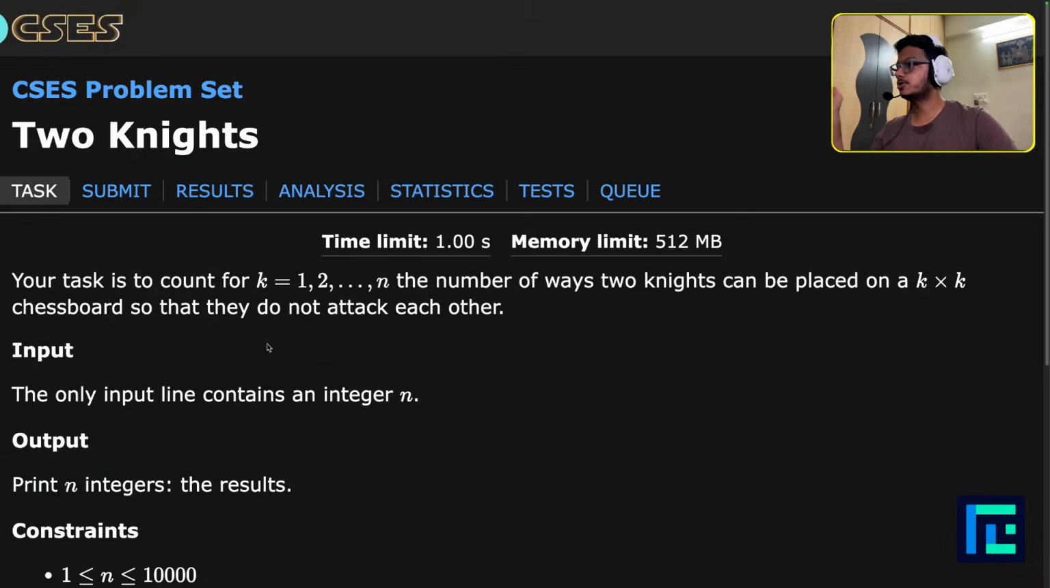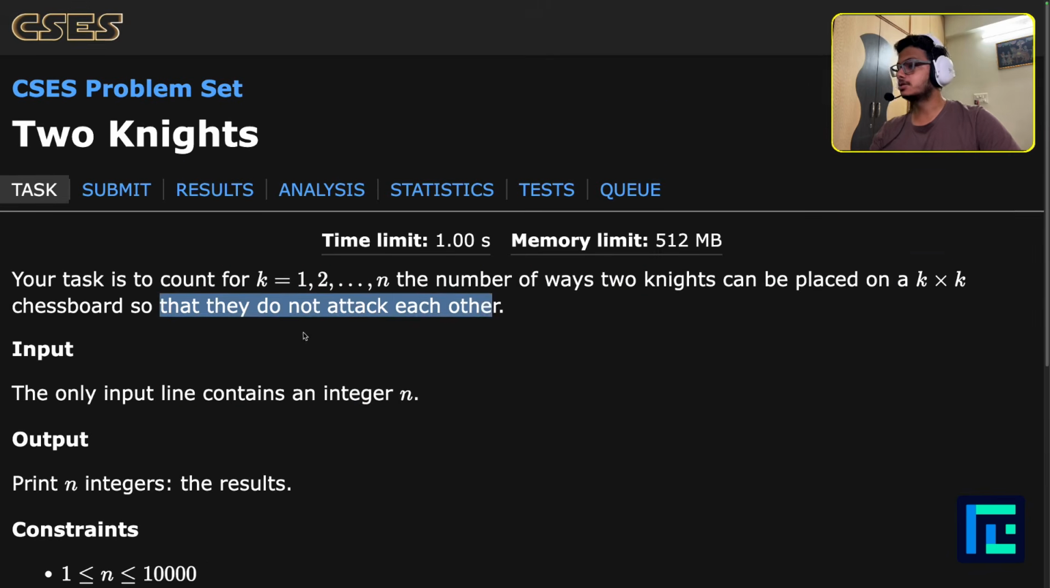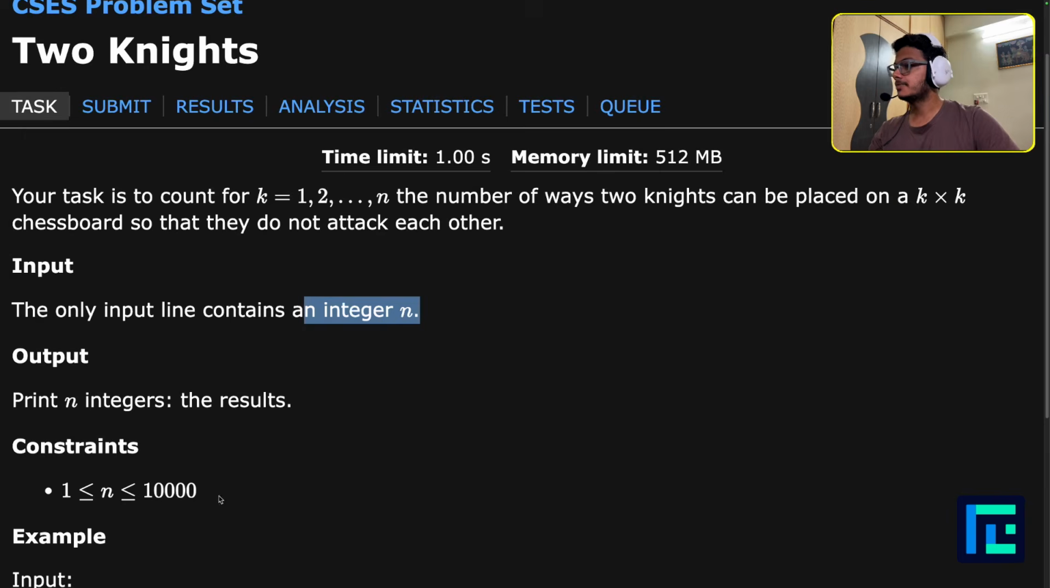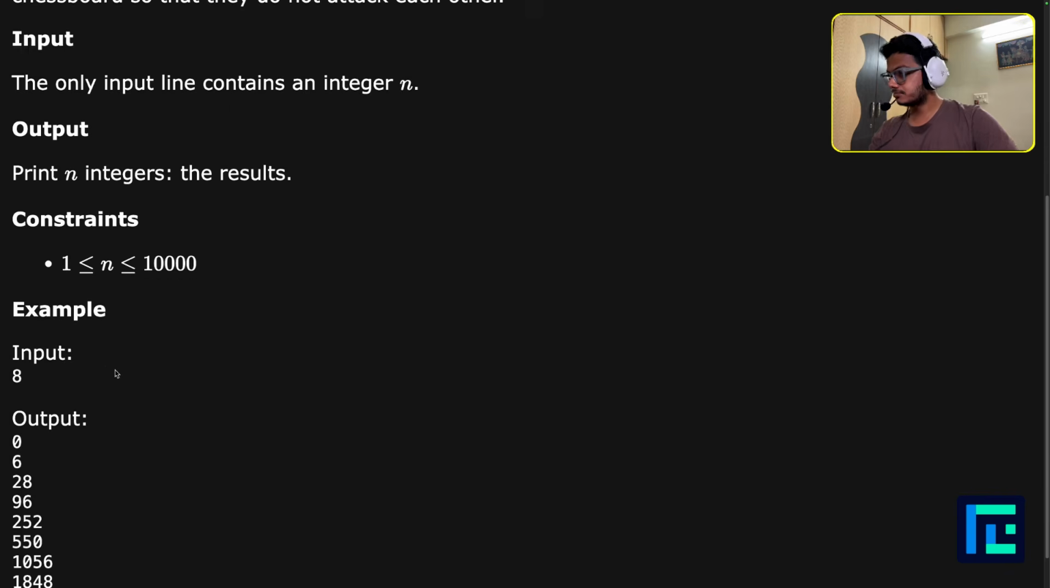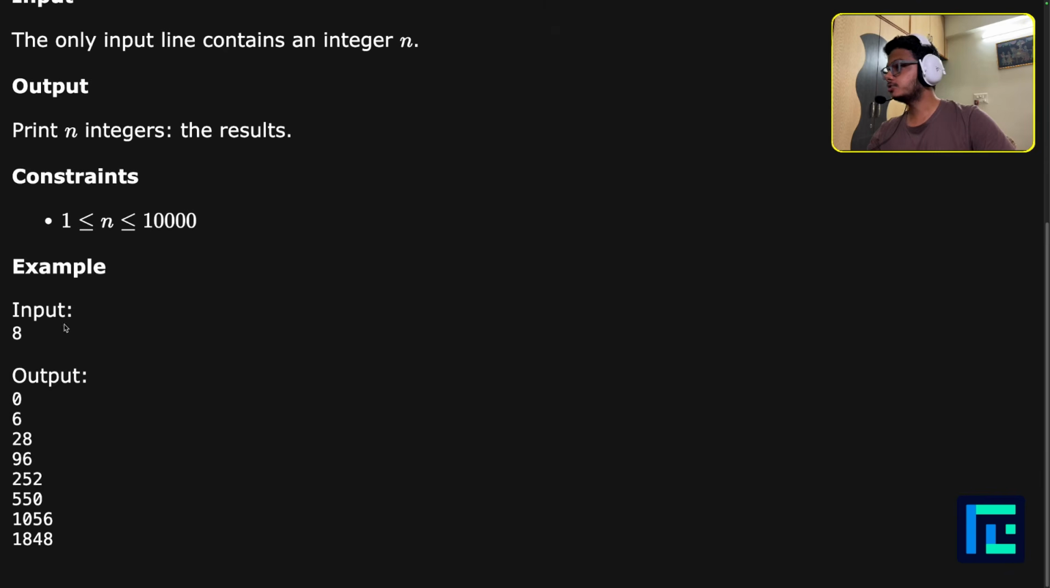Let me read out the question for you. The task is to count, for k equals 1 up to n, the number of ways 2 knights can be placed on a k by k chessboard so that they do not attack each other. The input will simply contain an integer n, which goes from 1 to 10 to the power 4, so this is 10,000, and we have to go from k equals 1 till n.